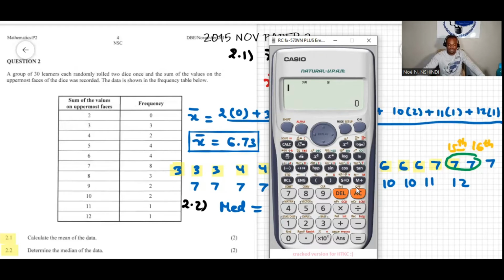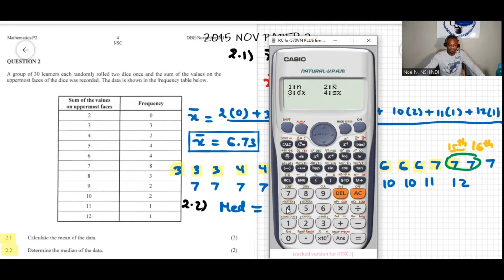Now, AC, I want to go back. I press Shift 1, and then 4 there, and then I wanted to find the average. This average we got here is 6.73. What I can do is just press 2, and then it gives me the average, which is the mean. When you press equal, yes, it's 6.73. I go back, press AC, Shift, and then 1.